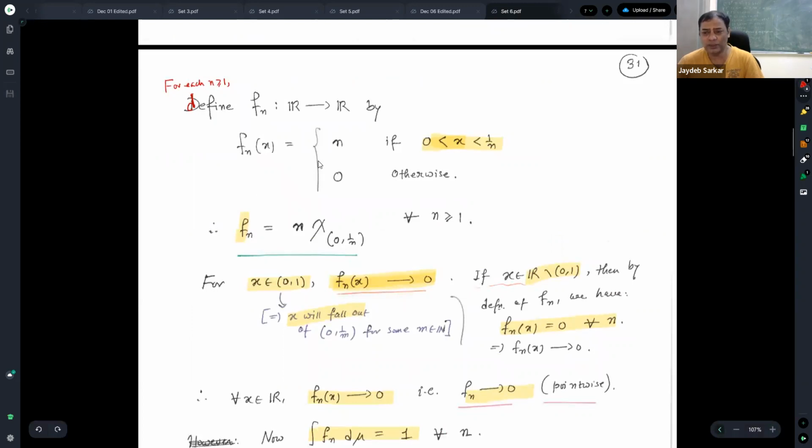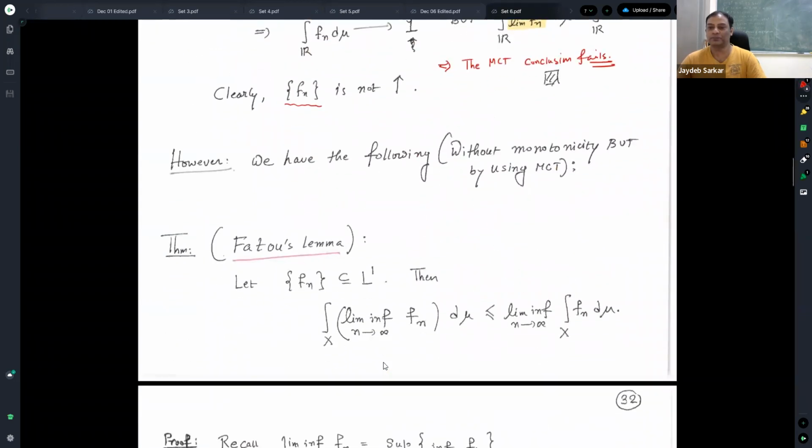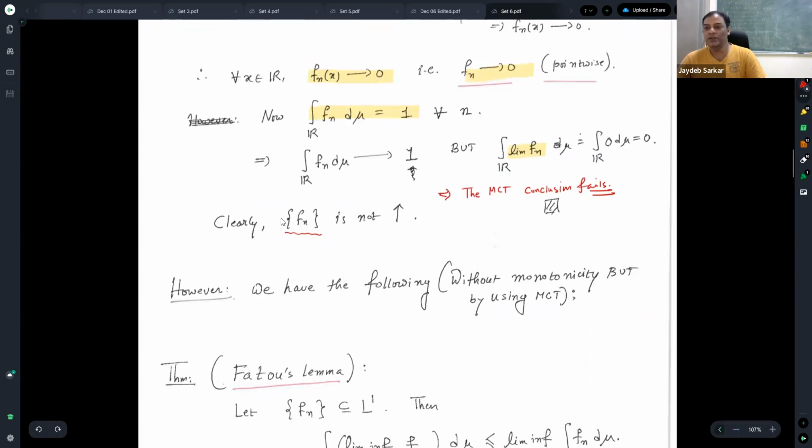I'll come to a similar kind of example at the end of the lecture. So, any question? Okay. The assumption that Fn is increasing seems to be essential. If you drop that, certainly the conclusion doesn't work. But even if you drop the monotonicity assumption, you still have something good, and that's what I want to talk about. We will not assume anything about monotonicity. However, we'll use MCT.